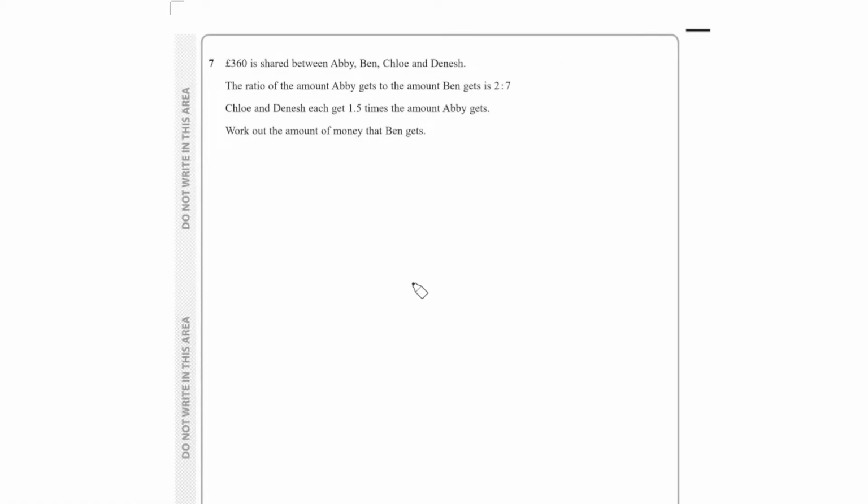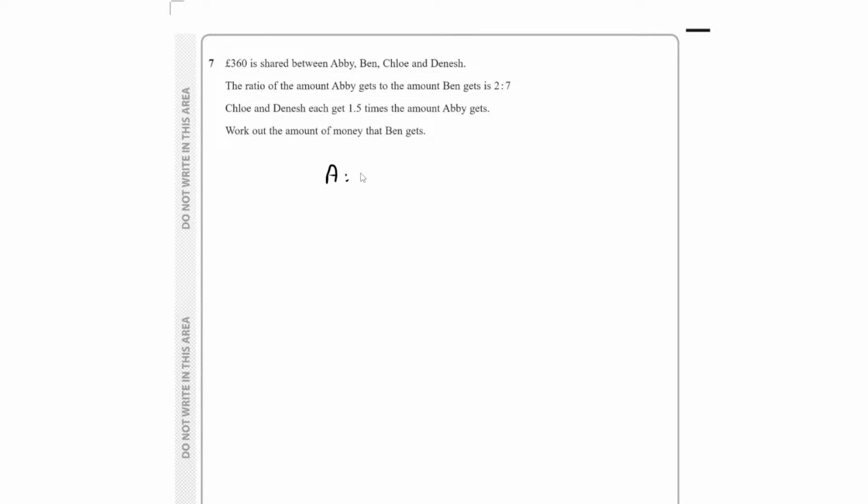Okay, question 7. £360 is shared between Abby, Ben, Chloe, and Dinesh. The ratio of the amount Abby gets to the amount Ben gets is 2 to 7. Chloe and Dinesh each get 1.5 times the amount Abby gets. Work out the amount of money that Ben gets. So just a general kind of worded one, bit of ratio here.